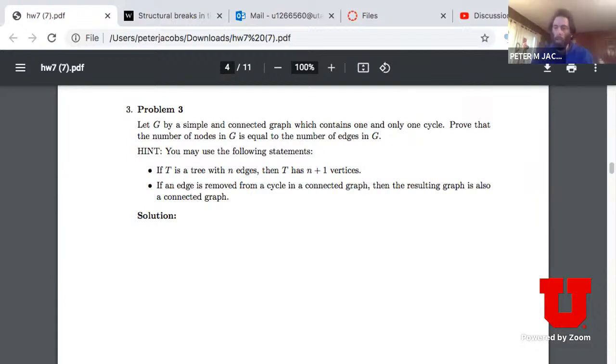All right. Would anyone like to share their approach for this problem? Or just how you got started?